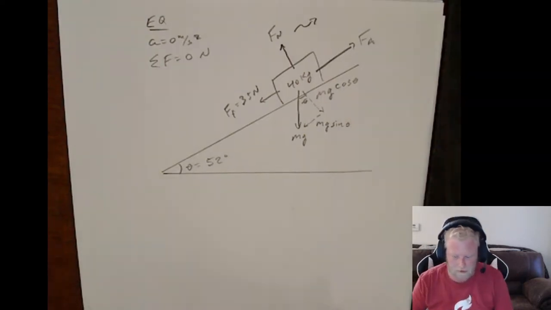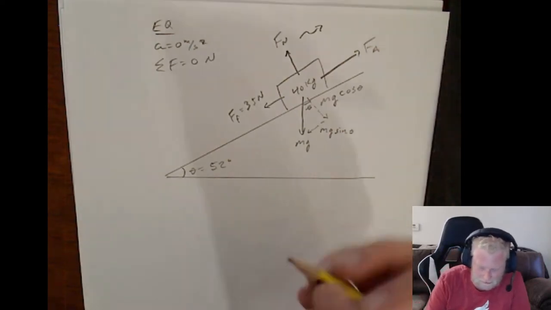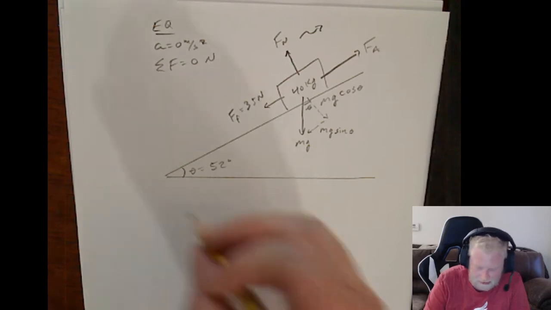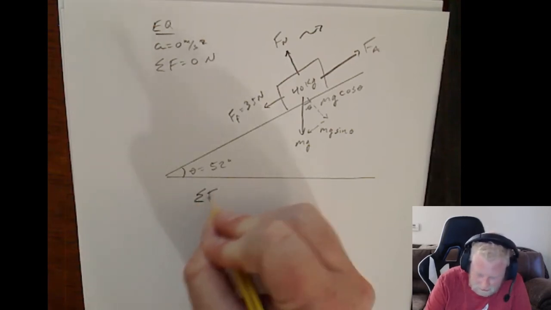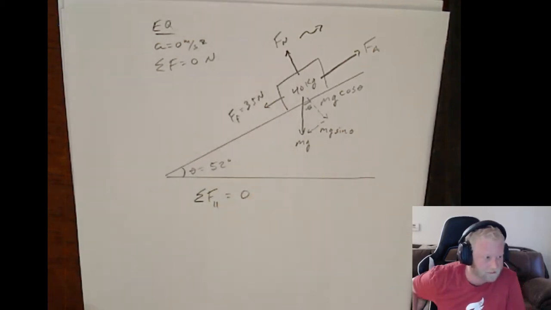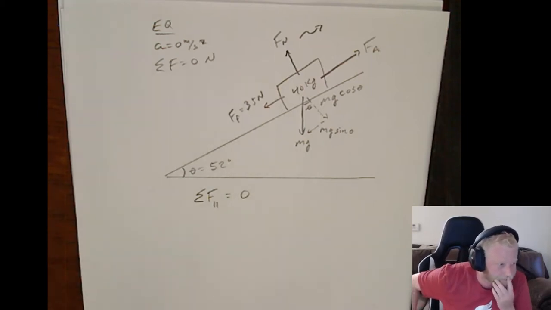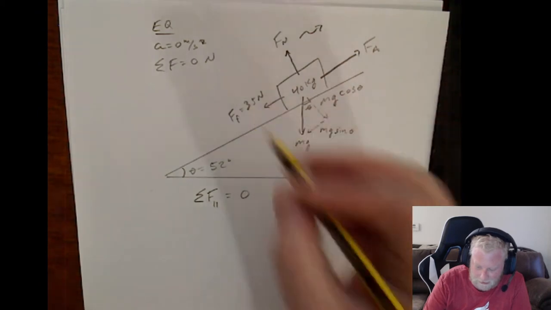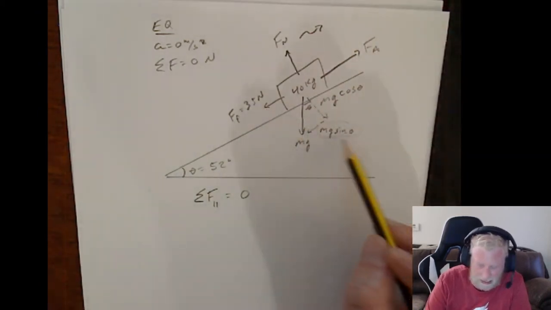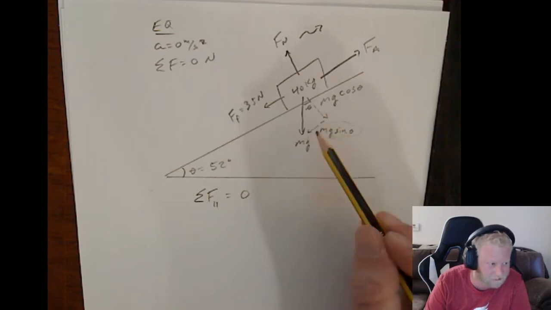Now, just like always, the best place to start, or the only place to start, is a statement of Newton's second law, right? A net force statement. So in this case, we're interested in the parallel. The net force in the parallel is 0. Well, what forces do we have in the parallel? We've got applied force, we've got frictional force, but we also have this parallel component of the gravitational force, which is pulling downhill.